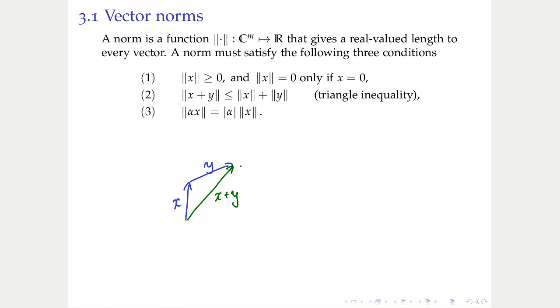The final one just says if we scale a vector by alpha, then what we get is the absolute value of alpha times the length of x. Okay, so since we've got these conditions, a good thing to do to start with is to verify that what we've been using so far actually is a norm under these three conditions.